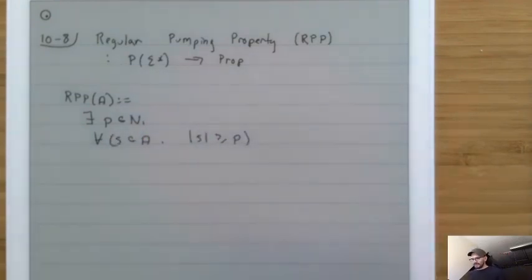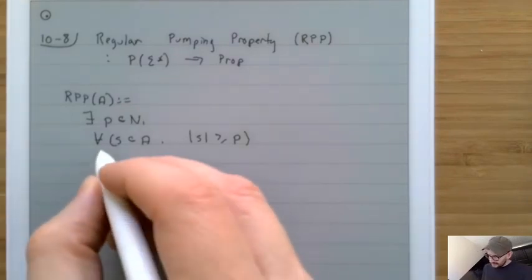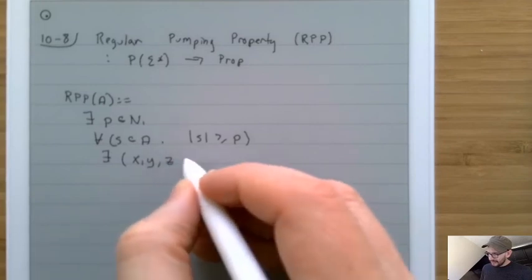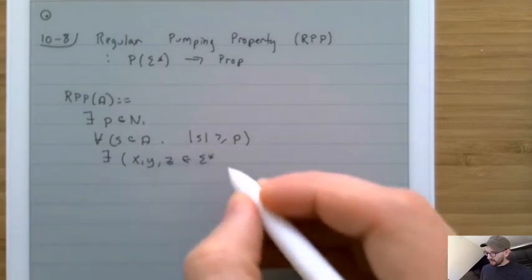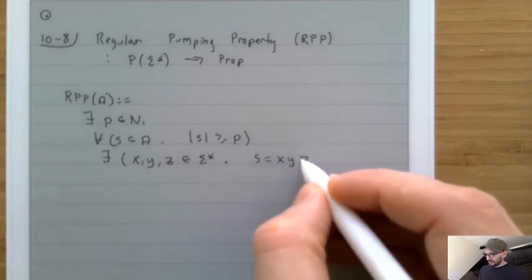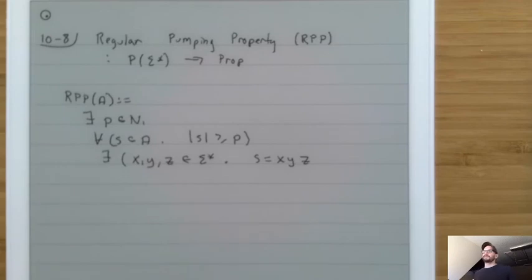Okay, so this says, now take the strings that are actually in the language that the DFA says yes to. Okay, so imagine they're the ones that say yes. Those ones that are greater than p, i.e. that are longer than the number of states, i.e. that visit every single state and have to repeat. Okay, there exists strings x, y, and z inside of sigma star such that s is equal to xyz. So we can divide up the string into those pieces.